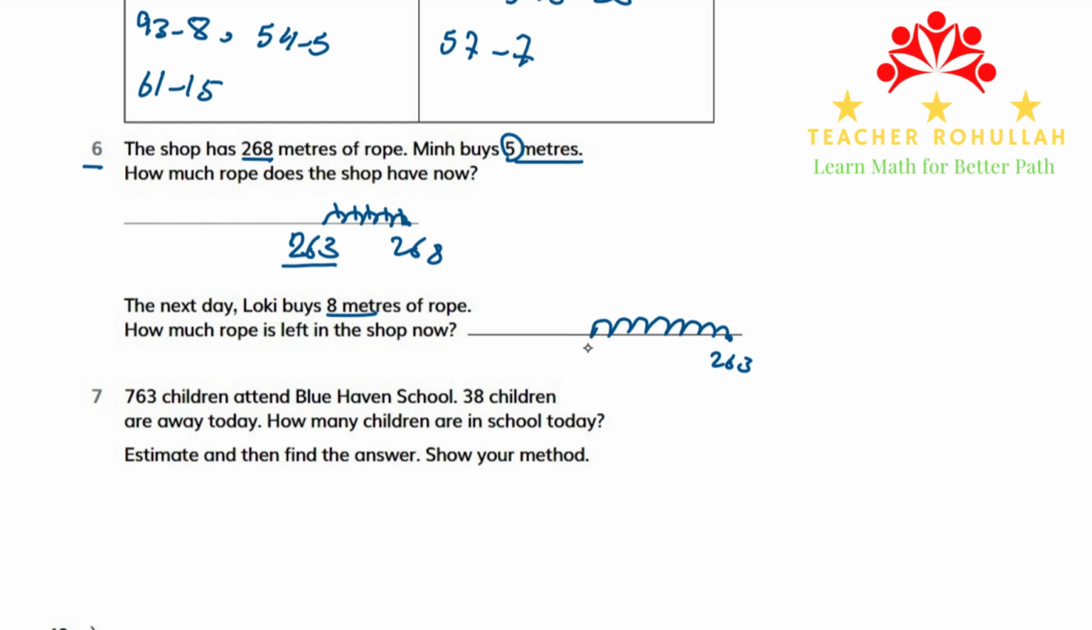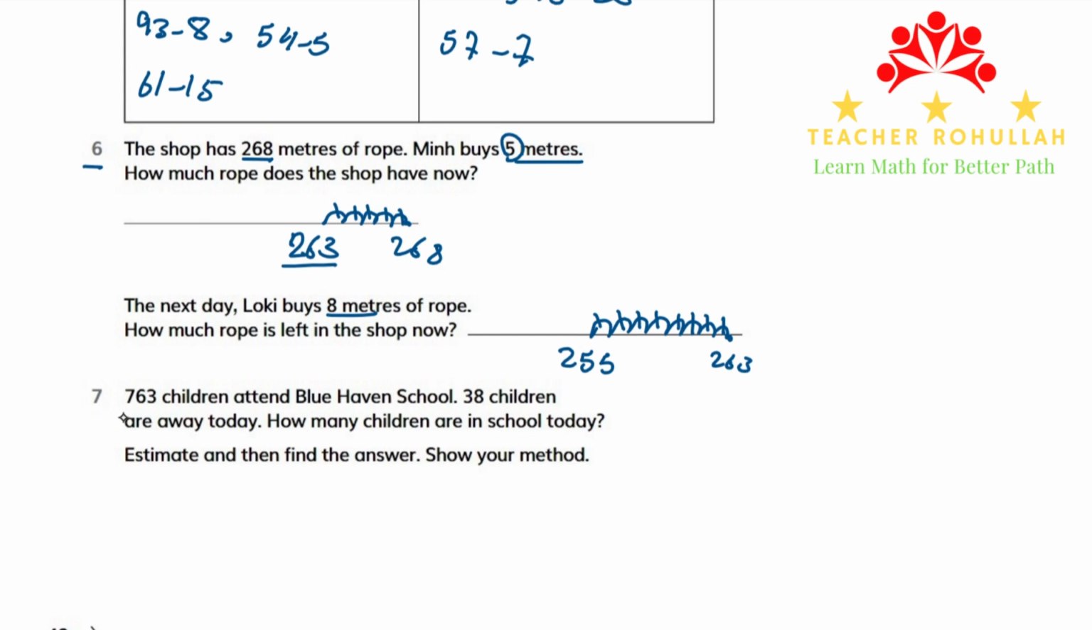Whatever number we find here will give us the answer. So 263 minus 1, 262, 261, 260, 259, 258, 257, 256, and 255. This means if Lucky buys 8 meters, there will be 255 meters of rope left in the shop. So we are done with both parts of the question.